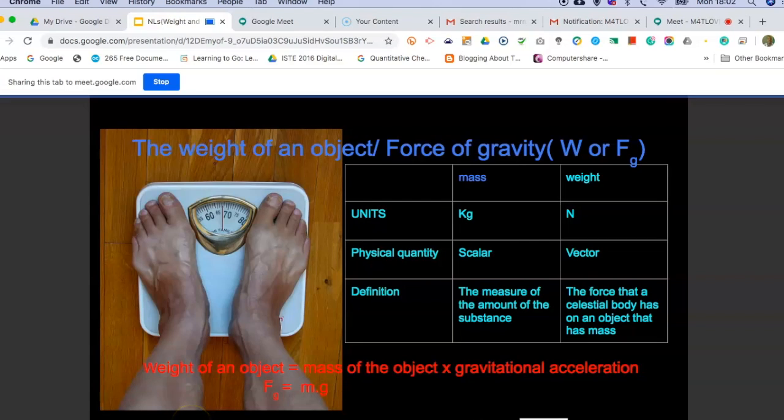The relationship between weight and mass is that the weight is the product of the mass of an object and the gravitational acceleration. In symbol form, Fg is equal to mg, where Fg, small g, is the force of gravity, m the mass, and g the gravitational acceleration.